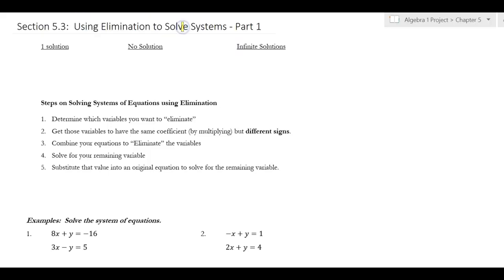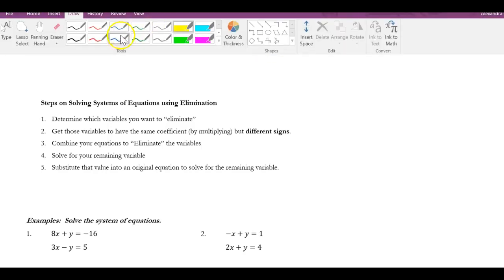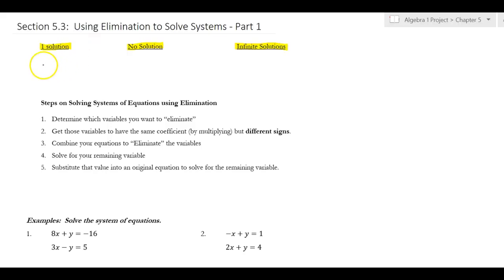Okay, so what we're doing today is we're solving systems of equations with a third way, which is elimination. And so we'll have one solution, no solution, and infinite solutions. This is similar to when you did substitution. One solution is when you actually get an x and y answer.